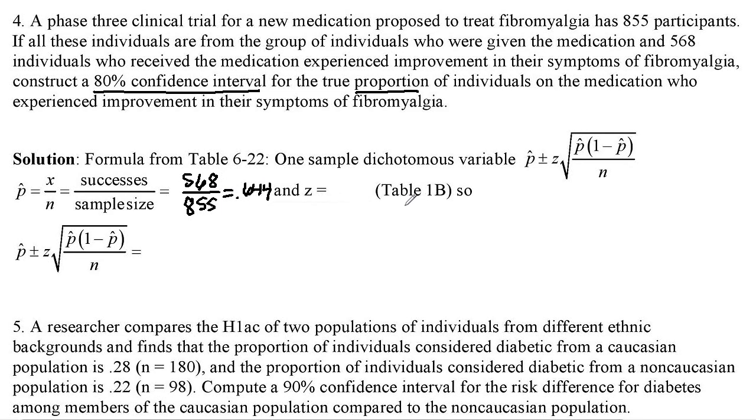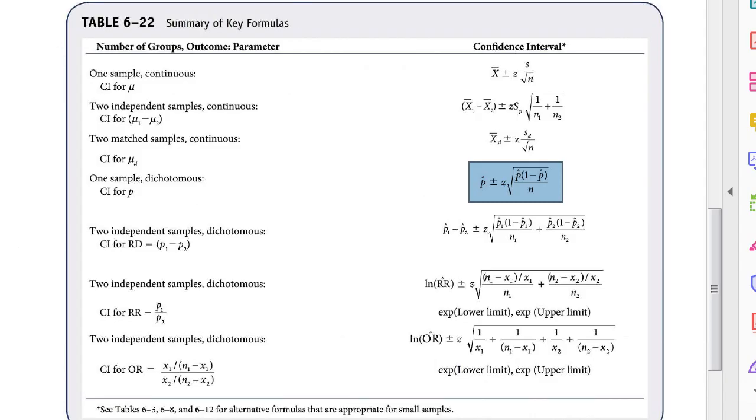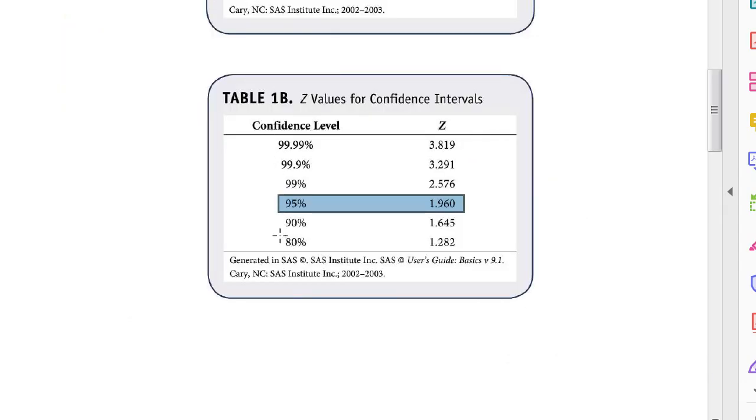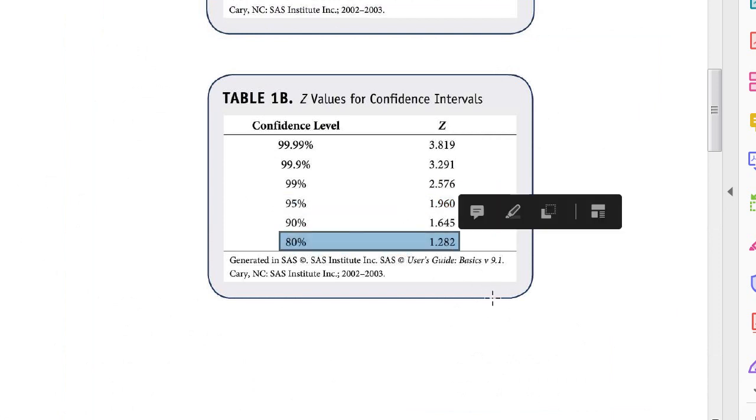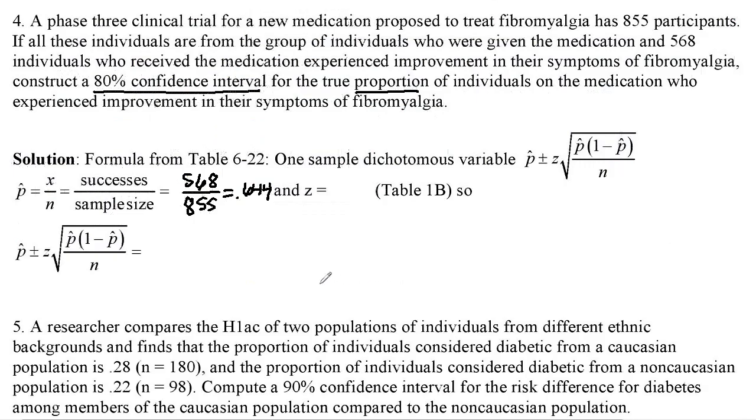And then the z-value we're going to get from table 1b, we want 80% confidence. So you go back to that table. 80% confidence down here on the bottom. 1.282 is our z-value.